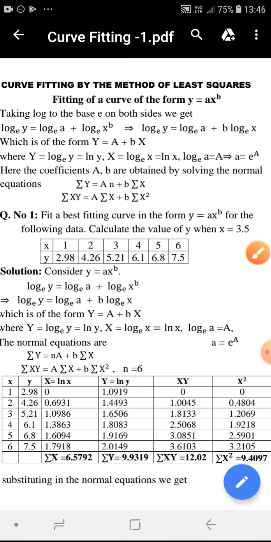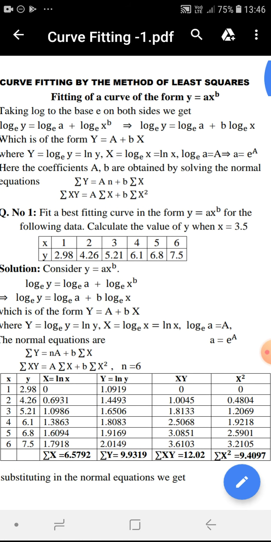Here the left side log y, you can take it as capital letter Y, equal to the right side first term log a, you can take it as capital letter A, plus b into log x to the base e, you can take it as capital letter X. So the equation is in the form y equal to a plus bx: capital Y equal to capital A plus small b into X, which is an equation in terms of the variables capital X and Y. And this linear equation represents a straight line. Here the unknown coefficients are capital letter A and small letter b.